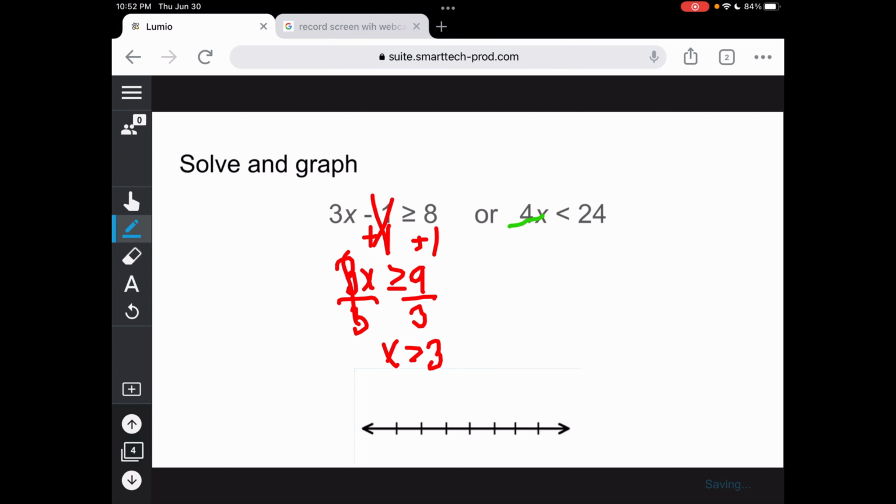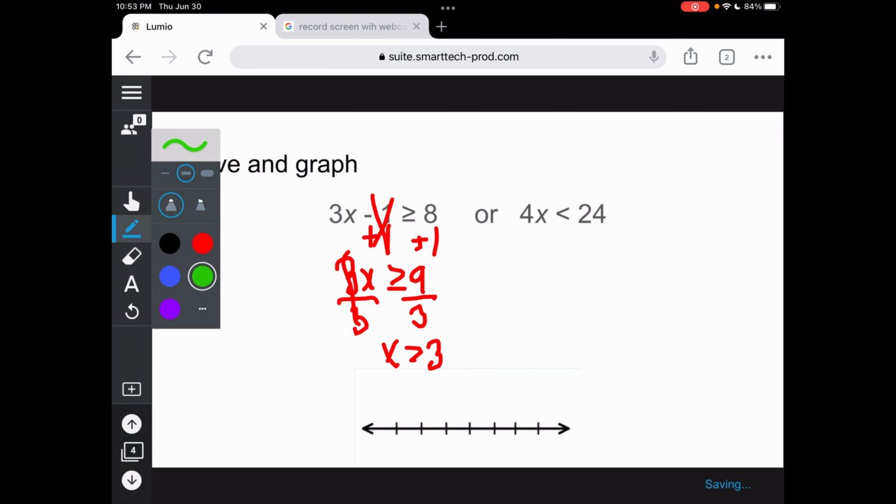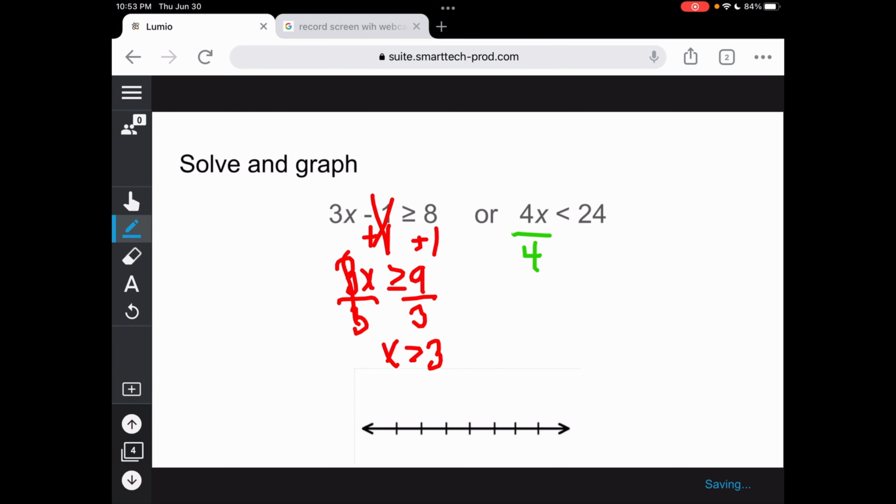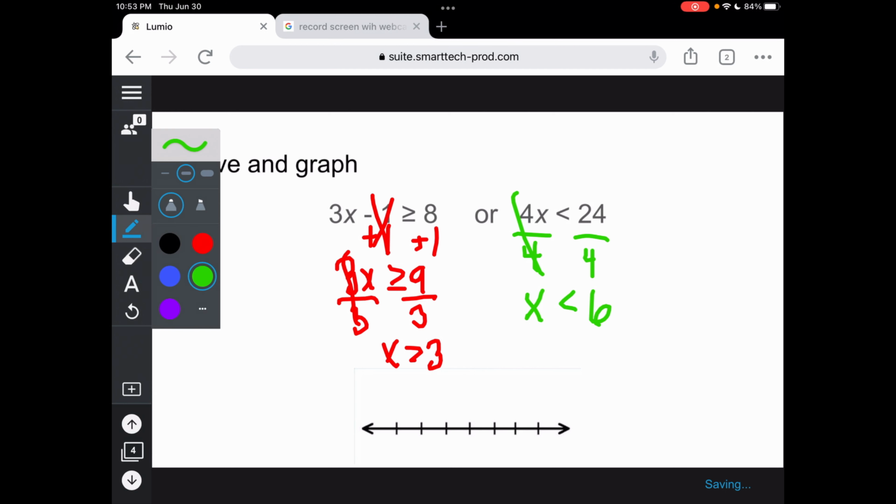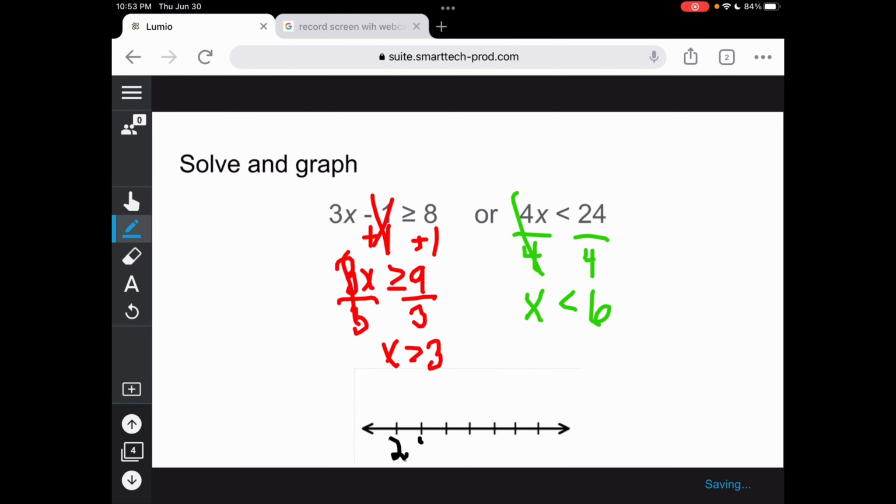Let's clean that up a bit. How about we divide everything by 4? Divide it by 4. X is now less than 6. So I got a 3 and a 6 there, so let's make a number line. I guess I could start at 2, 3, 4, 5, 6, 7, 8.